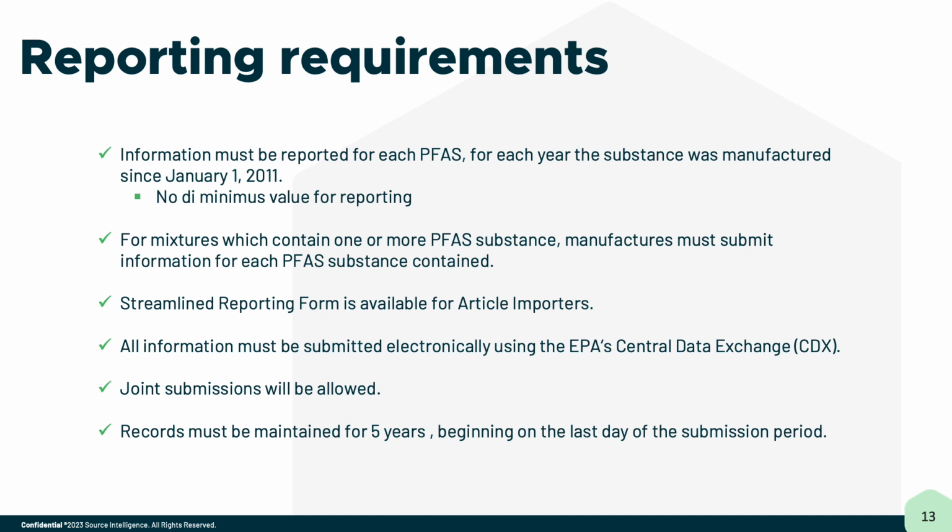The EPA will allow joint submissions in instances where a company will not disclose to the manufacturer or importer certain chemical substance identifiers like the CAS number or the structure due to confidentiality concerns. In these cases, joint submissions will protect the proprietary information while allowing all parties to make the appropriate reports. All records must be maintained for 5 years, beginning on the last day of the submission period.